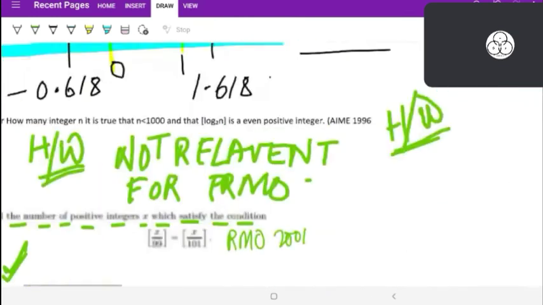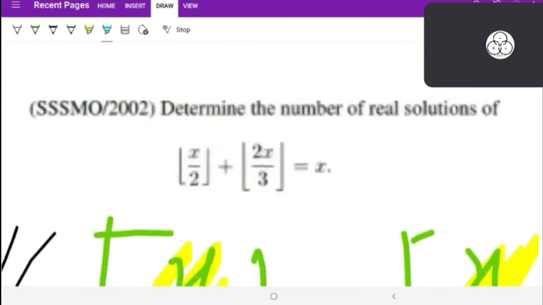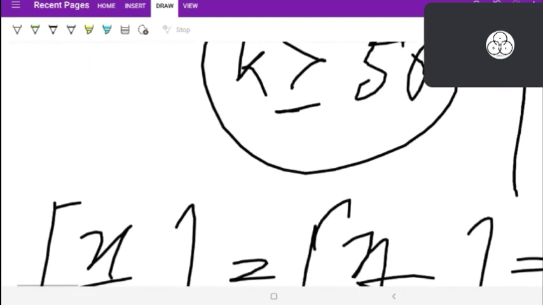So let me edit the question better. The concept was for integer values. So this is now our question, because we are editing the question: determine the number of integral solutions, because generally for this kind of floor questions we solve it for integers. So this was the technique by applying remainder theorem.